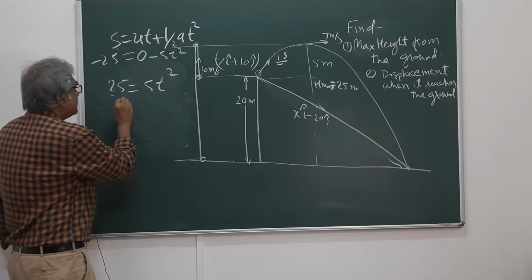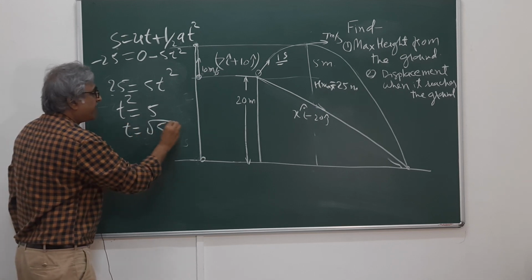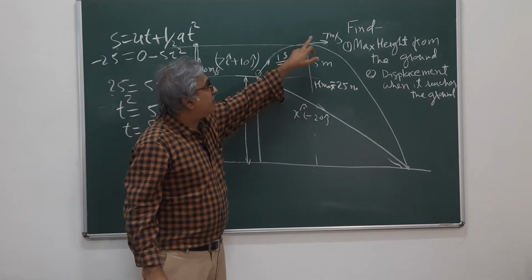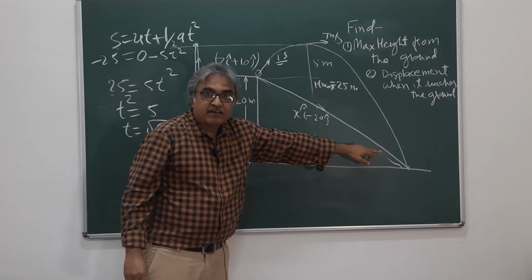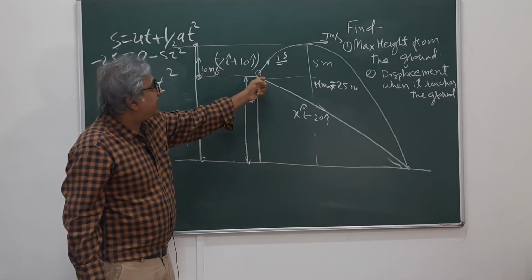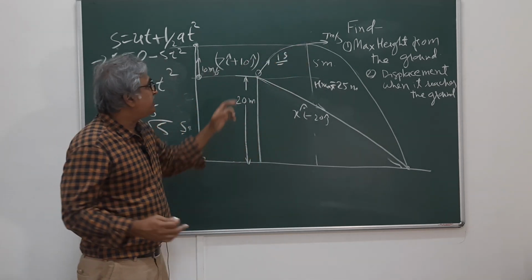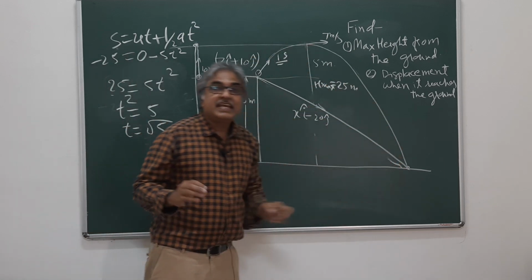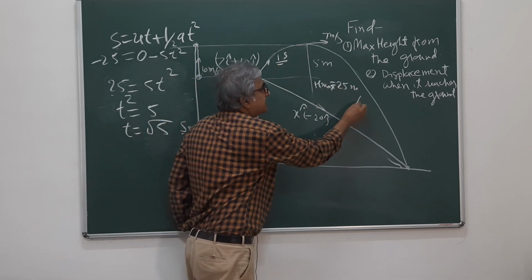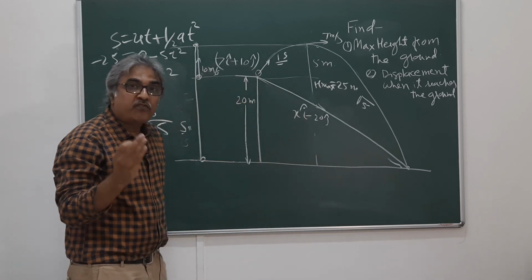So what is that time? T square is equal to 5 from this equation. T is equal to root 5 seconds, right? So the time required for the projectile to move from here to here is root 5 seconds. The time which has already been consumed by the projectile to reach from here to here is 1 second. So the total time for the projectile to move from here to here is root 5 plus 1. This is 1 and this is root 5, that means for the entire motion, the total time is root 5 plus 1.